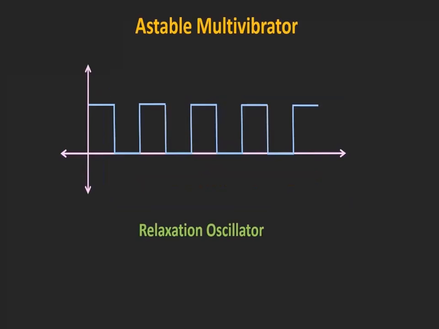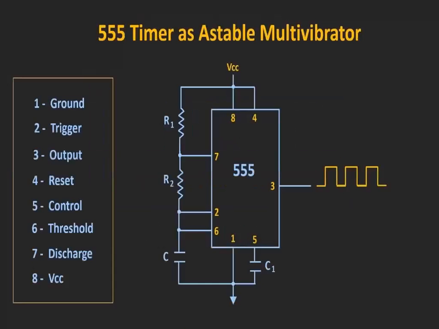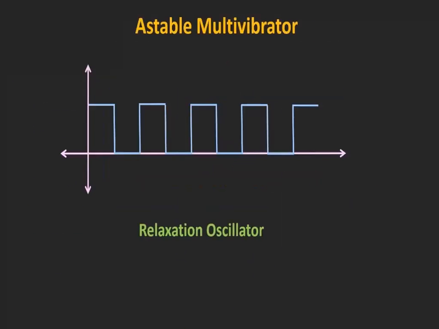So here you can see a square waveform. That is going to oscillate between two levels, a high level as well as a low level. So here you can see the high level and low level. Now we are going to design an astable multivibrator with our 555 timer IC.